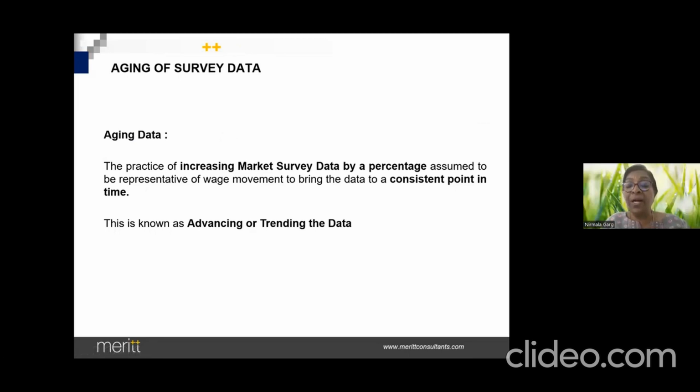You can use it, but you can't use it just as the data is, because the data could have changed because of market forces, because of cost inflation, consumer price index, etc. So what is that called? It's called aging of survey data. You can use it for a year, or also for 2 years, but not more than that, because then the accuracy is a question mark. So aging of data is nothing but increasing the market survey data by a certain percentage.